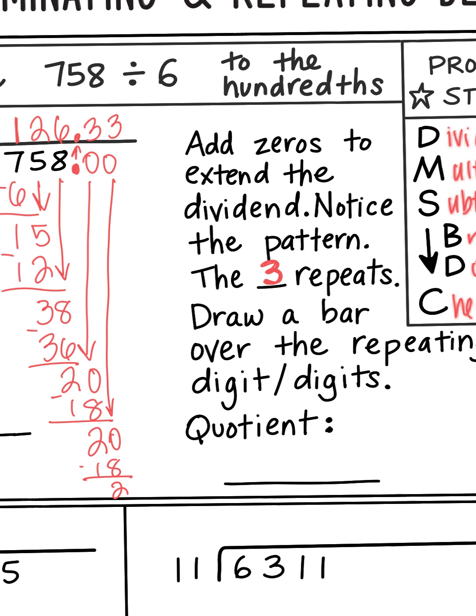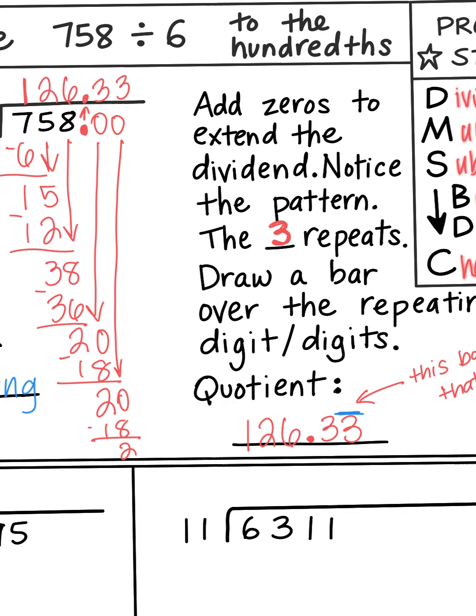And my answer will look like this, 126 and 33 hundredths. And when I draw a little bar over this 3 here, this bar means that that digit 3 is repeating. Okay, this is what we call a repeating decimal. Decimals either repeat or they terminate, which means end, or it's like pi and it goes on for infinity and it never ends or repeats. I like pie. I like pie.